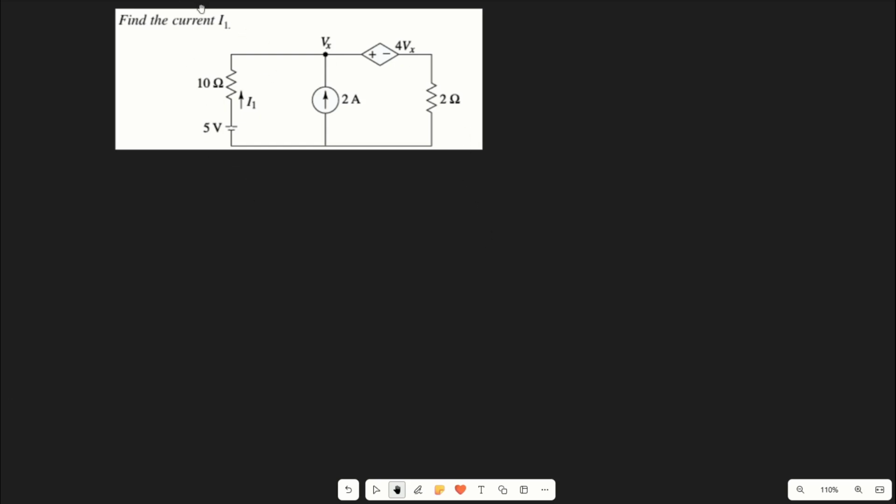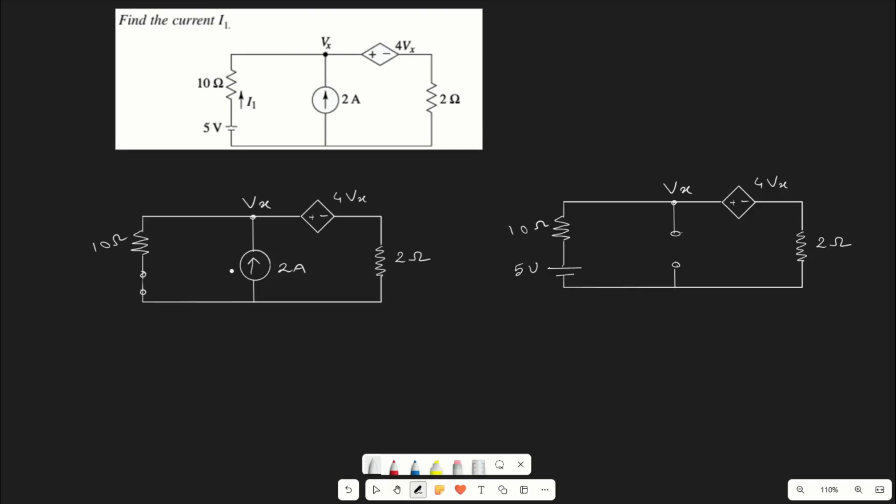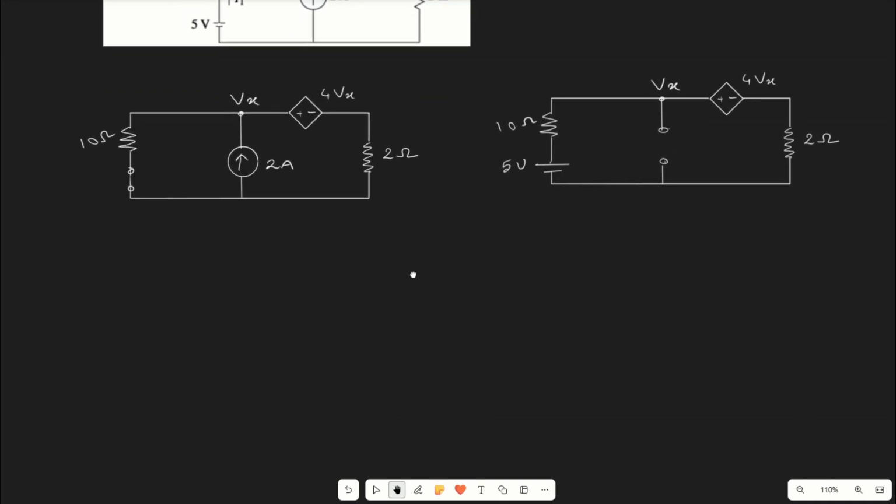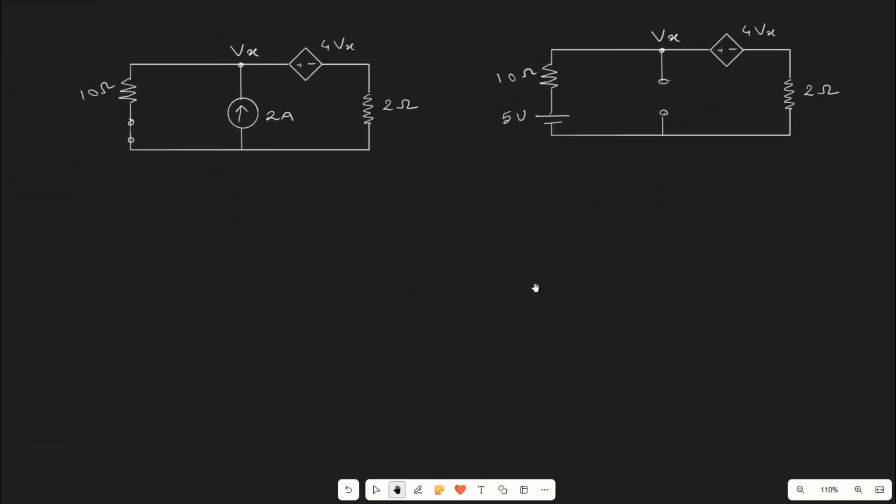So first let us redraw the circuit. After redrawing and considering one source at a time, in the first circuit we have the 2 ampere current, removing the 5 volt, and in the second circuit we have 5 volt, removing the 2 ampere current. Now let us see what we will get after solving these two.